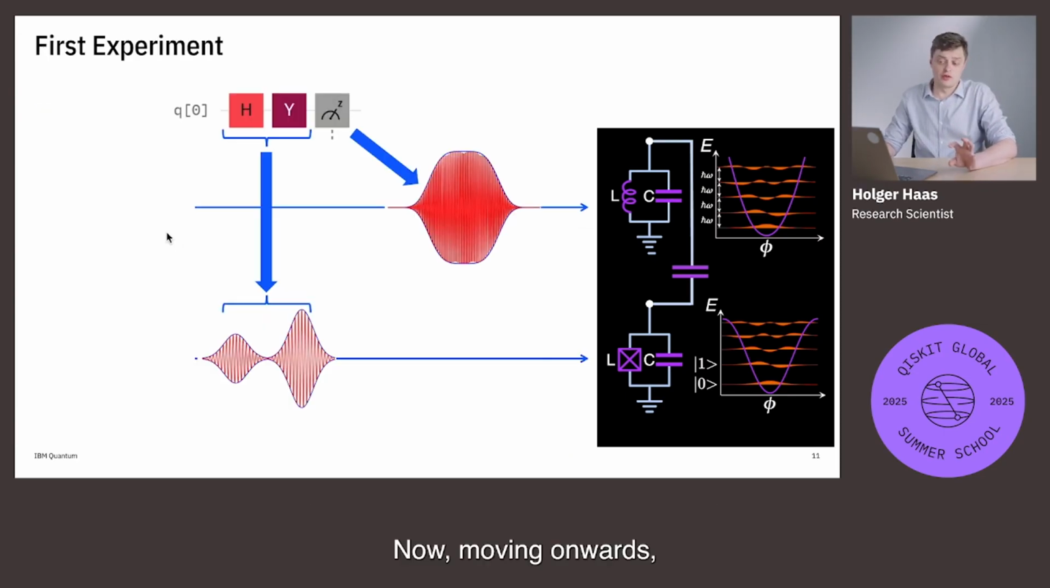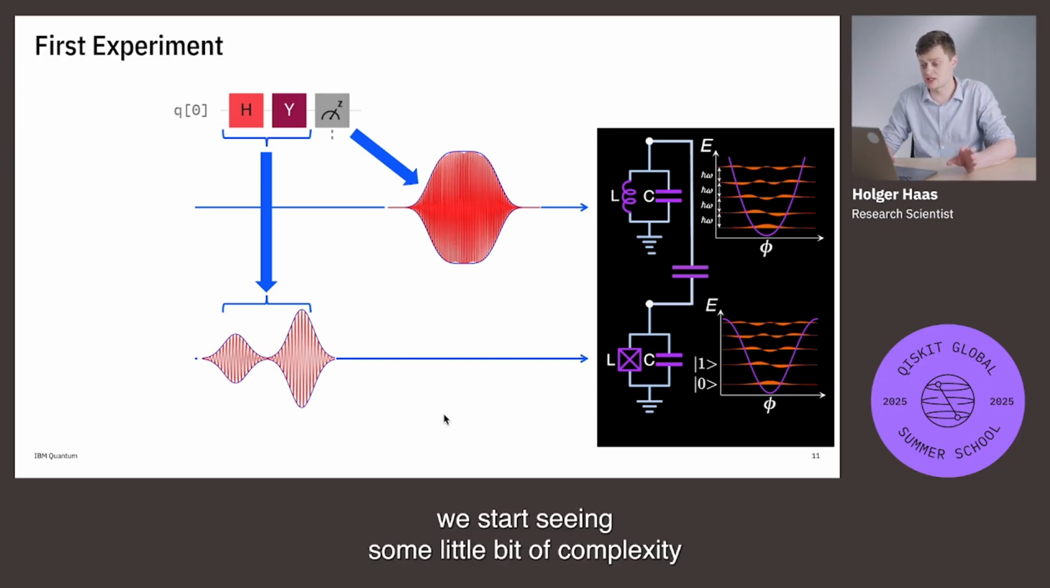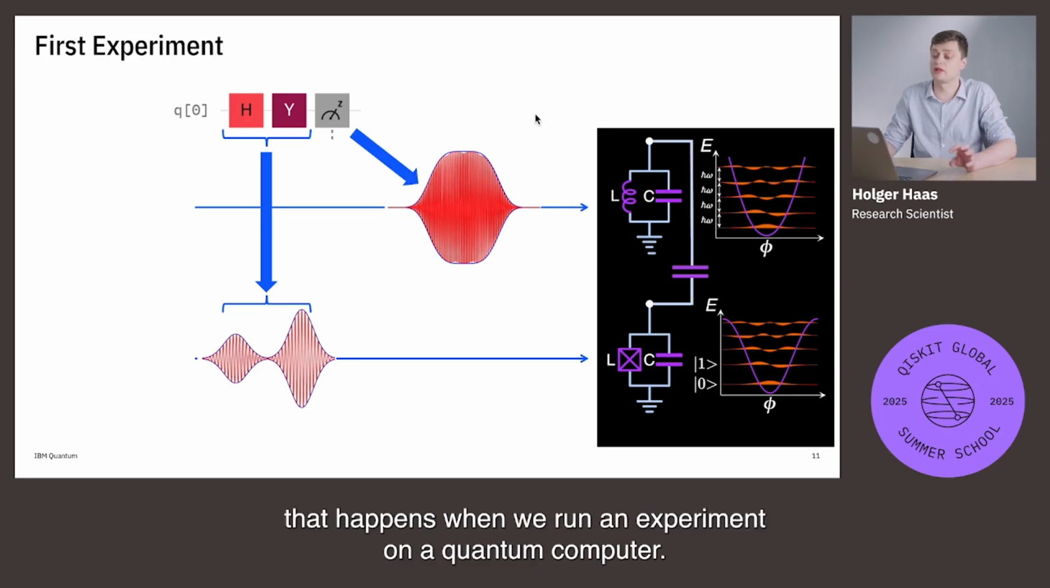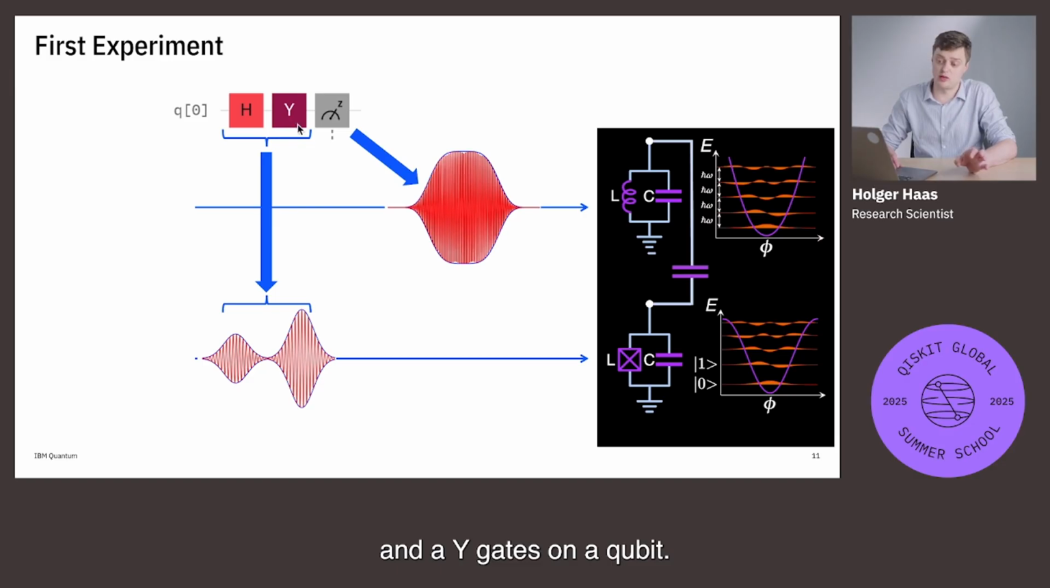Now, moving onwards, we start looking at the first experiment that one could really consider. And already here, with just applying 2 gates and a measurement, we start seeing some little bit of complexity that happens when we run an experiment on a quantum computer. What we do here in this circuit diagram, we apply a Hadamard gate and a Y gate on a qubit, and after that we apply a measurement.